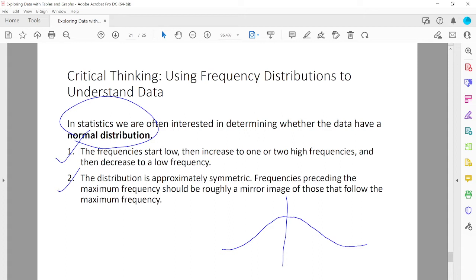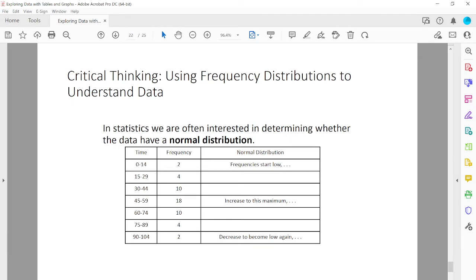Okay, now as you can see here, let's take one example. From 0 to 14 the frequency is 2. Now it's getting higher, higher, higher. This is the maximum one, and after that it's getting lower, lower, lower. So that's why it's a normal distribution.